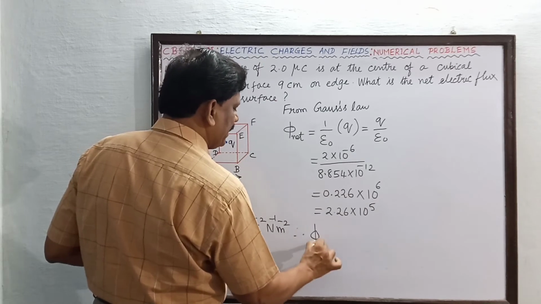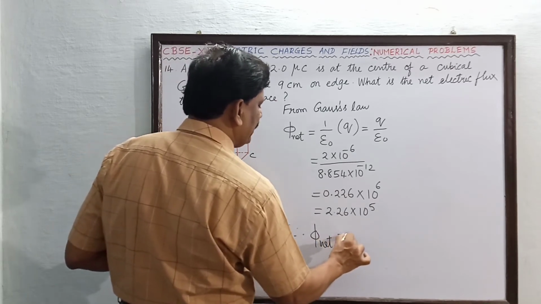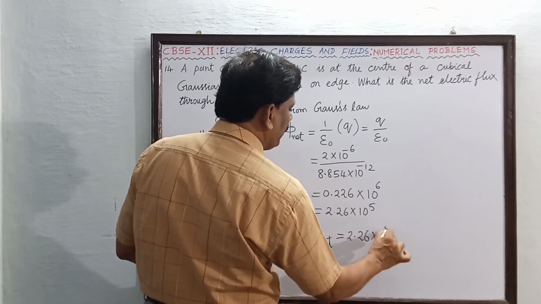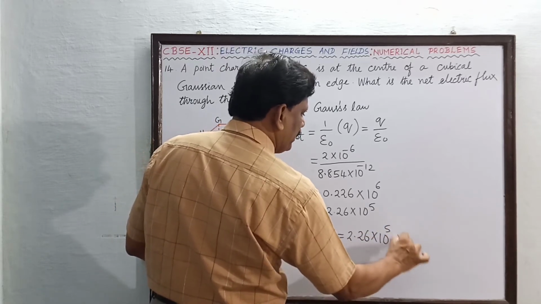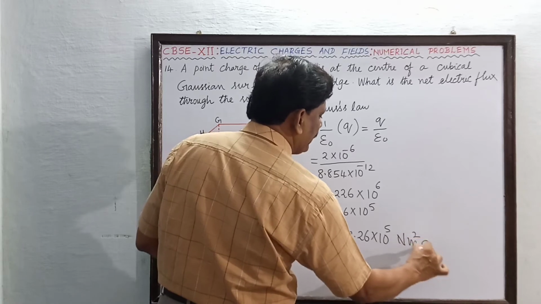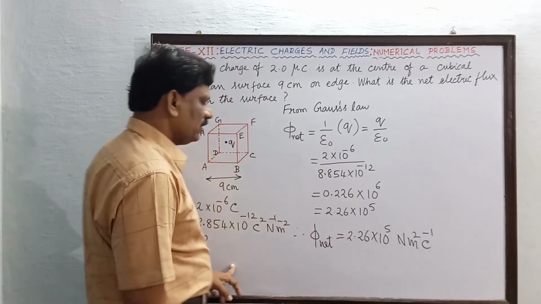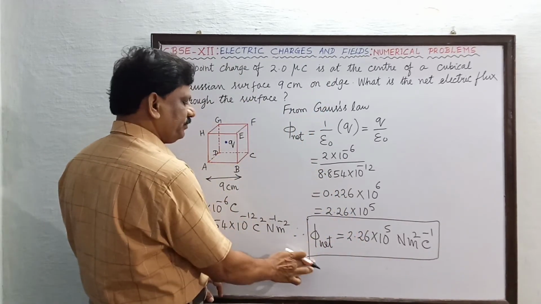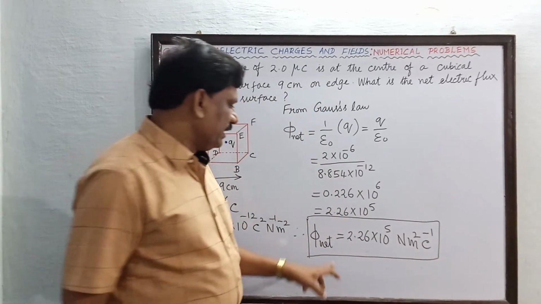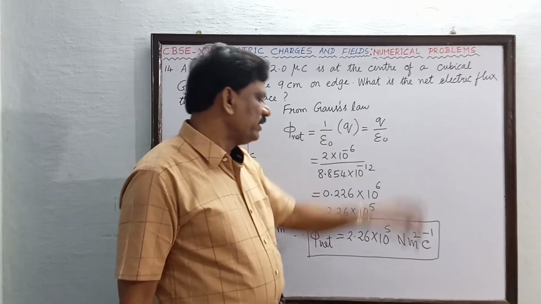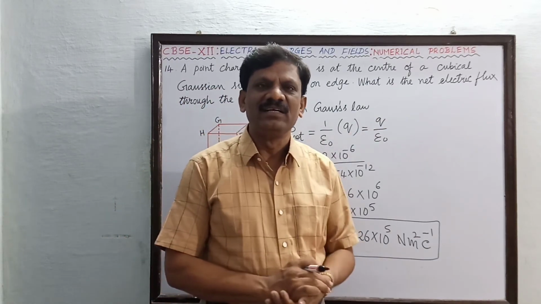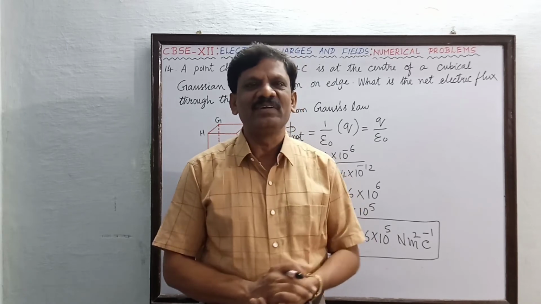Therefore, the net electric flux is equal to 2.26 into 10 to the power of 5, and the unit is Newton meter square per coulomb. So this is the required answer. So the net electric flux is 2.26 into 10 power 5 Newton meter square per coulomb. Very simple and direct numerical problem. I hope you must have understood well. Fine.